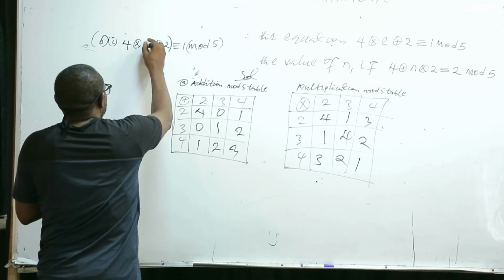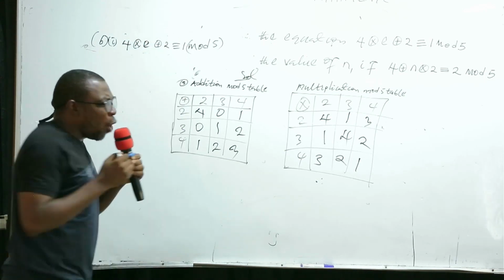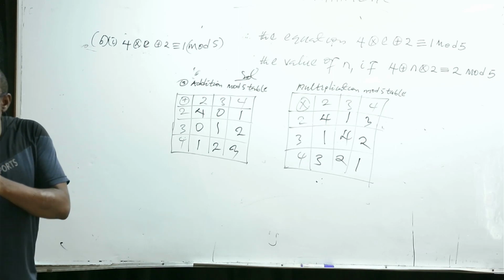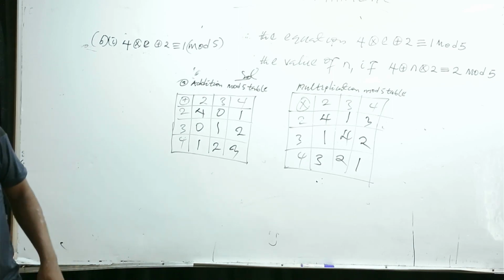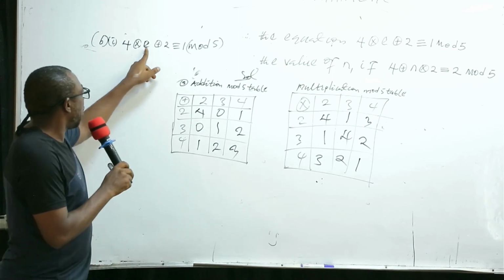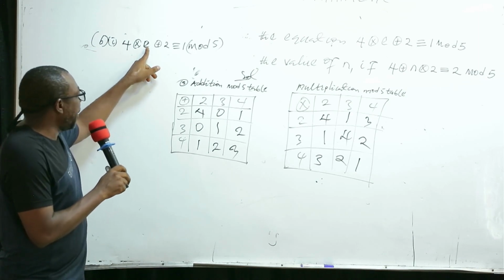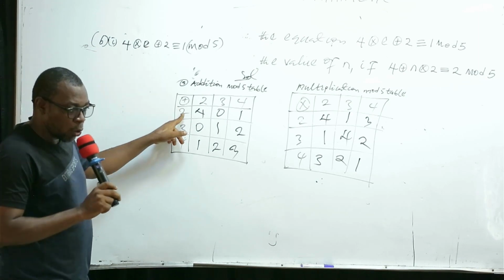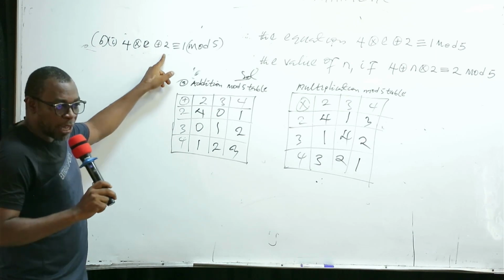That is the trap. Are you with me? So, you use common sense. Oh yeah, now we go. Bring N, bring E to be who? Let's go. I'm doing addition first.